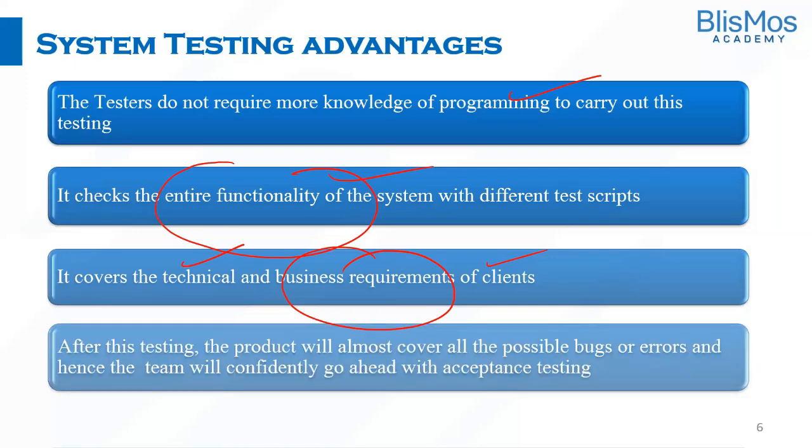So after performing the system testing, it's almost ready for the production just before the acceptance testing. By the completion of the system testing, we would have uncovered most of the defects, and hence the team can go ahead with the acceptance testing.